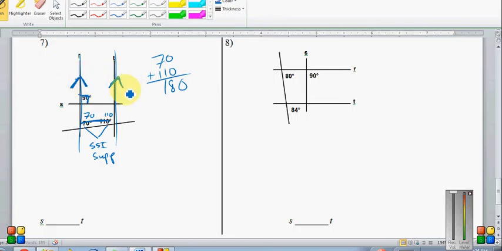So since I've got parallel lines, this line is perpendicular to one of those parallel lines. It has to be perpendicular to the other. So yes, again, S is perpendicular to T.